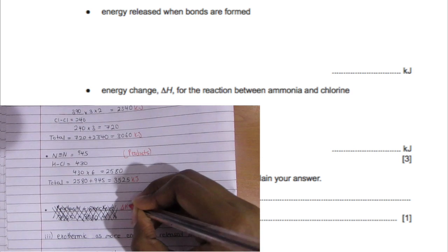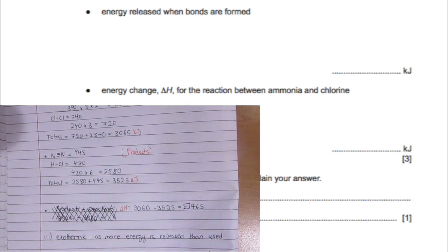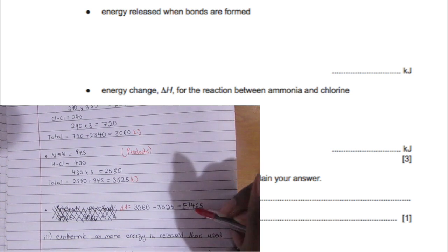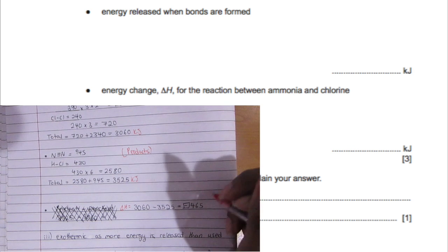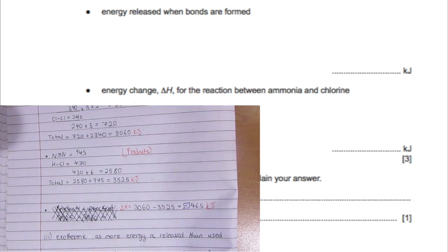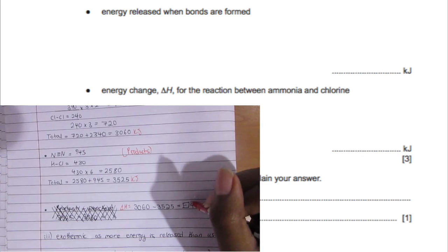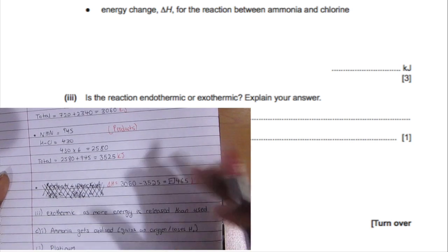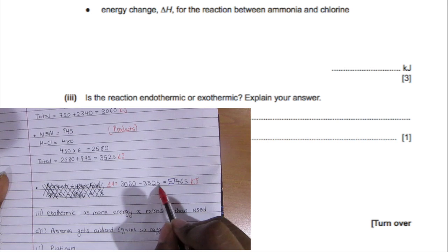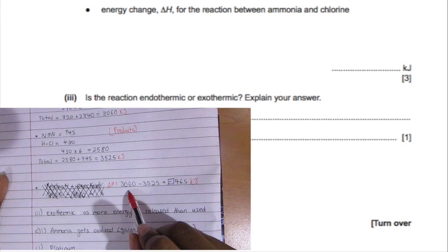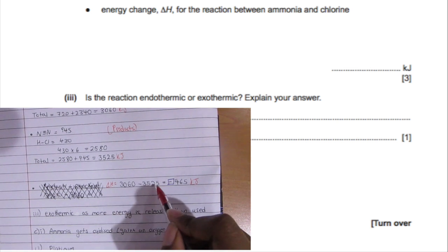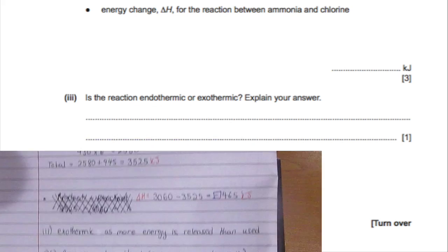Now we need to find the energy change for the reaction between ammonia and chlorine. So what you're going to do is subtract the bonds formed from the bonds broken. So 360 minus 3,525, which gives you negative 465 kilojoules. That negative indicates that it's an exothermic reaction, as in more energy is released than used. So the energy that's released when forming the bonds is much greater than the energy that was used in order to break the bonds in the reactants. And that is why the reaction is exothermic.